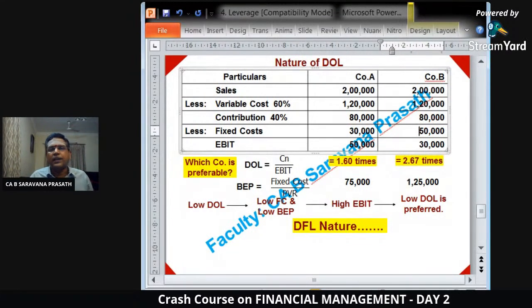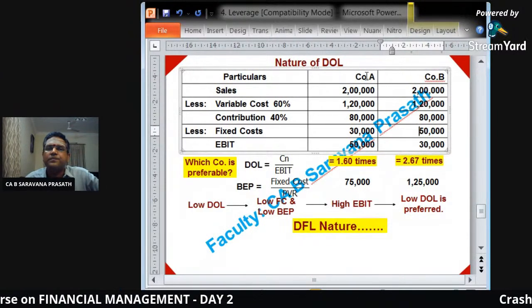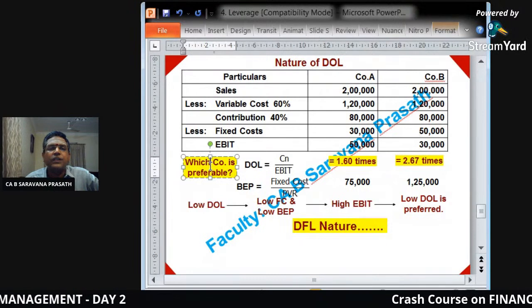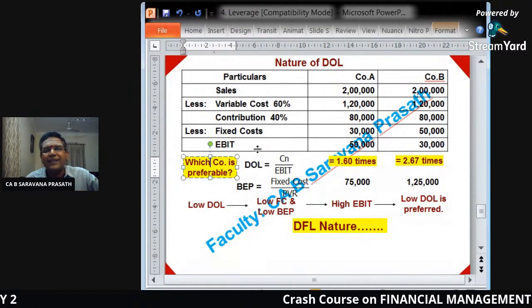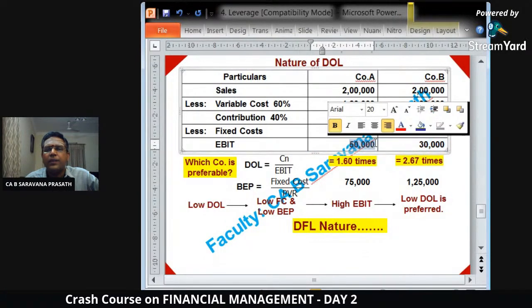So correspondingly, there is a profit change. The first company earns more. Now, if you ask the question, which company is preferable? Our answer will be based on more profit earned in the first company. Therefore, company A is preferable.